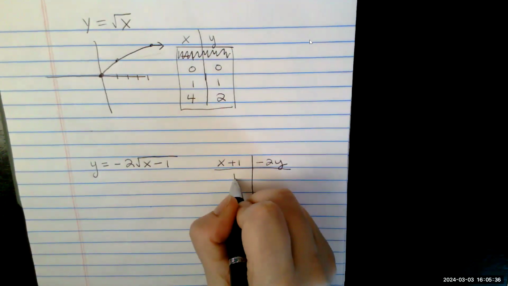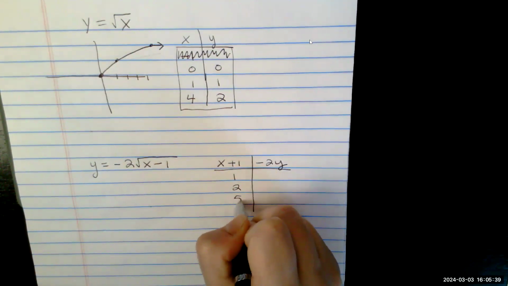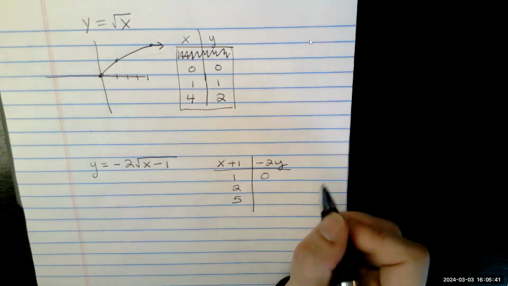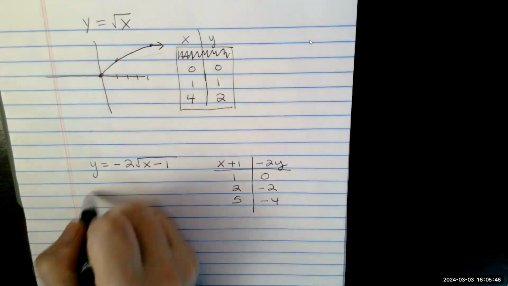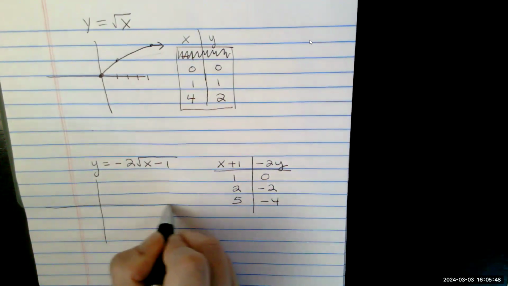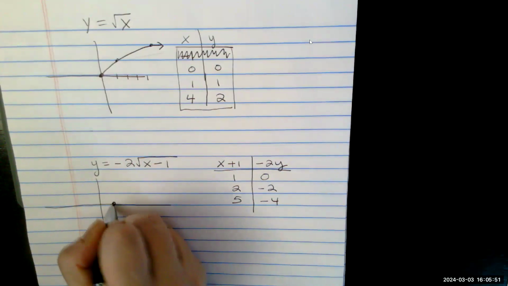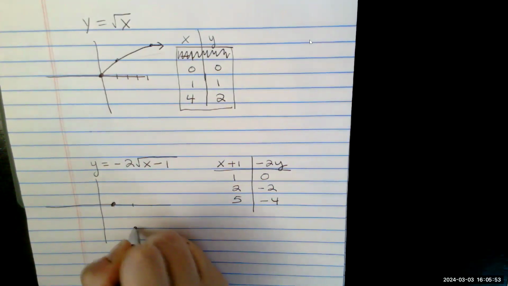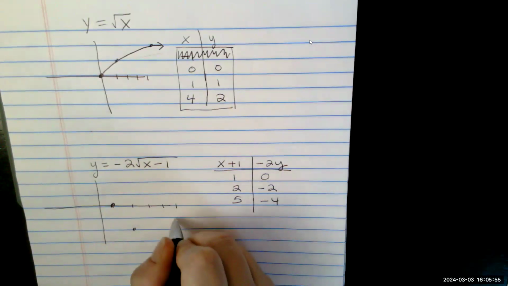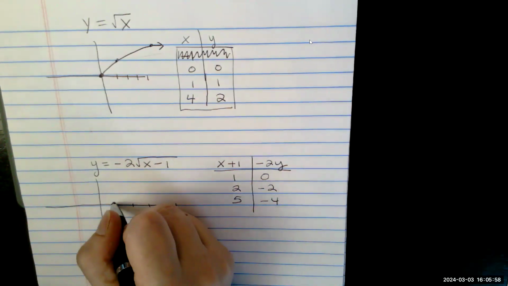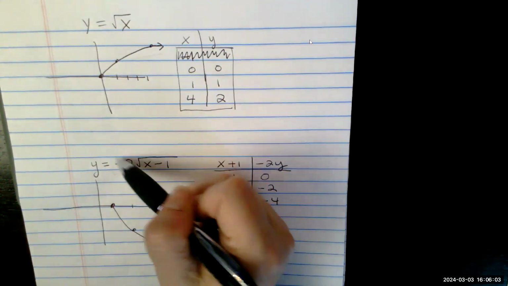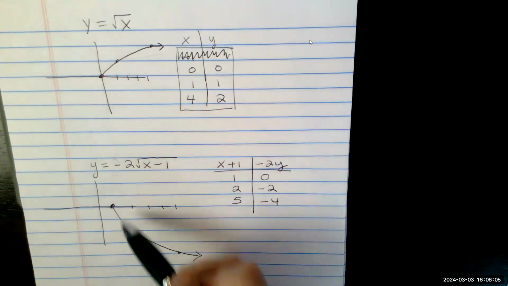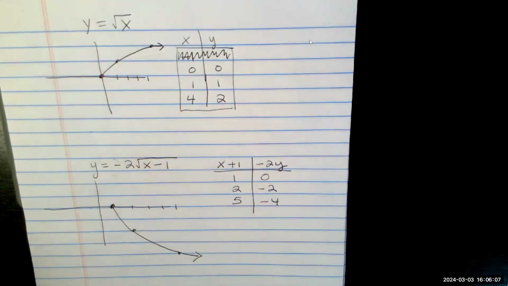So 0 would become 1, 1 would become 2, 4 would become 5. 0 would stay 0, 1 would become -2, 2 would become -4. 1, 0, 2, -2, 5, -4. Makes sense that it flipped it and that it's going down at a much bigger rate, or faster rate, than it was before because of that ×2.